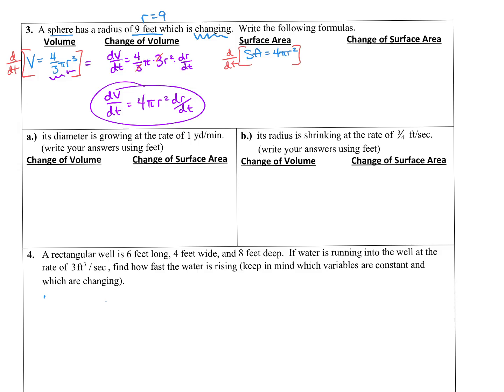And then over here, the derivative of the surface area, let's just call it that, would be equal to, now, 4 pi is a constant multiplier, and the derivative of r squared would be 2r dr/dt. So that would mean the 4 would become 8. It would be 8 pi r dr/dt.